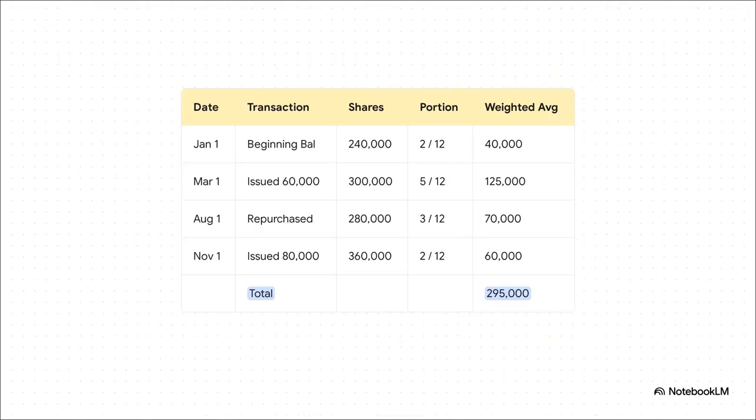Okay, let's break this table down together. We started the year with 240,000 shares. That number stayed the same for 2 months, January and February, so we weighted it by 2/12. Then, on March 1st, the company issued 60,000 more shares, bringing the total up to 300,000. That level was held for 5 months, all the way to August 1st. See the pattern here? Every time the number of shares changes, we multiply that new number by the fraction of the year it was outstanding. Then we just add up all those weighted portions, and boom, that gives us our correct denominator, 295,000 shares.